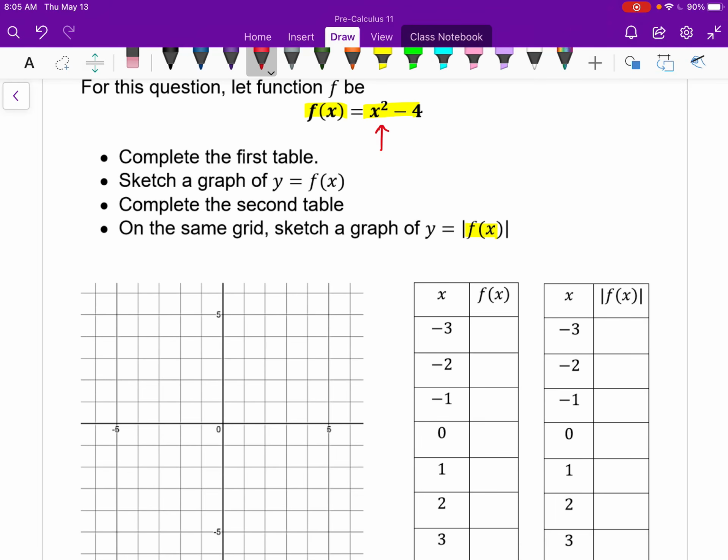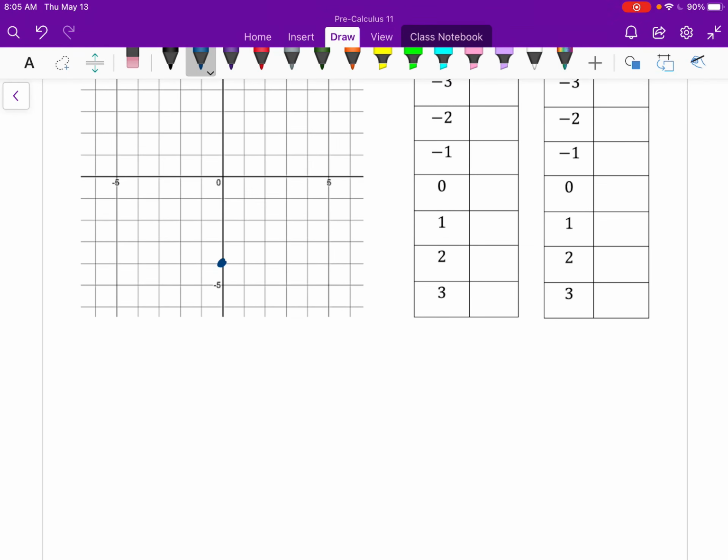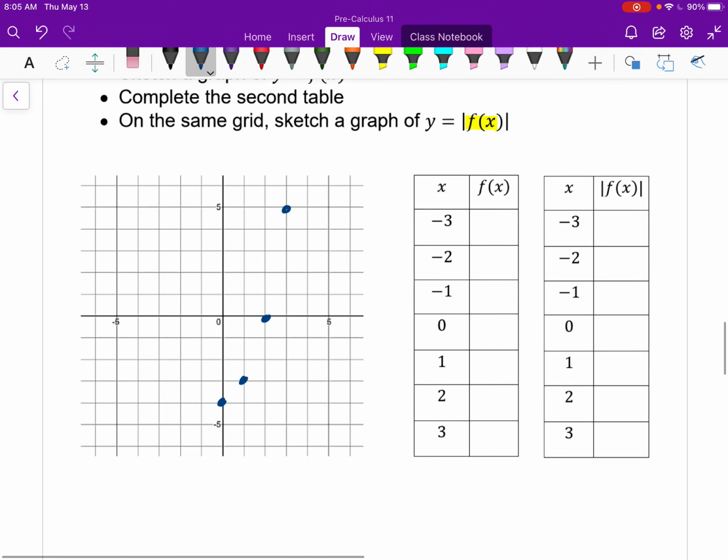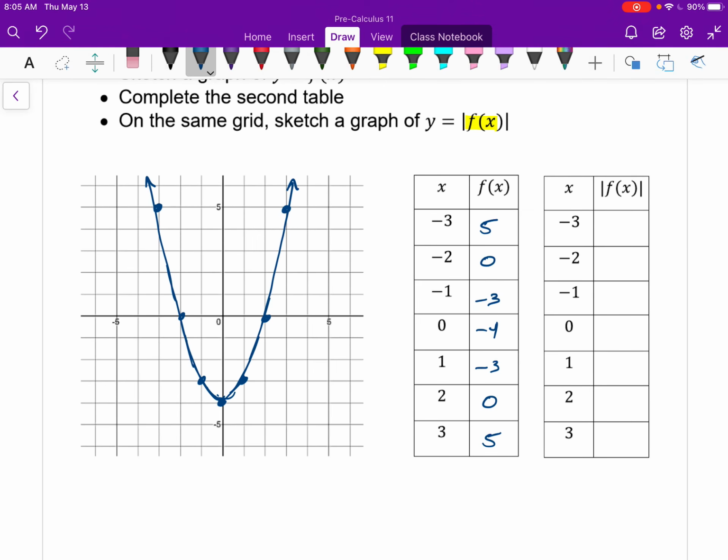So I'm going to visualize this in blue. My vertex is down here, 4 units down. I know I go 1 over, 1 up, 2 over, 4 up, 3 over, 9 up from my vertex, and it's symmetrical. And that's my graph of f of x. And every single point I just plotted connects conveniently enough to this table: -3, 5; -2, 0; -1, -3; and so on. All right, so that's, again, f of x.